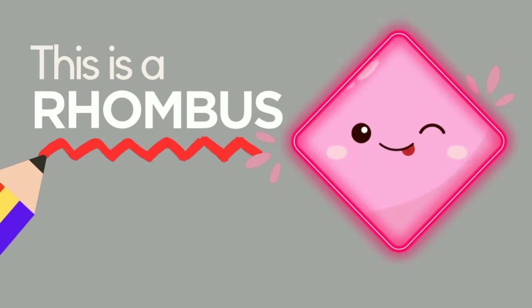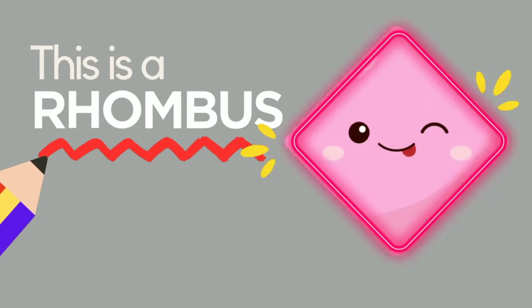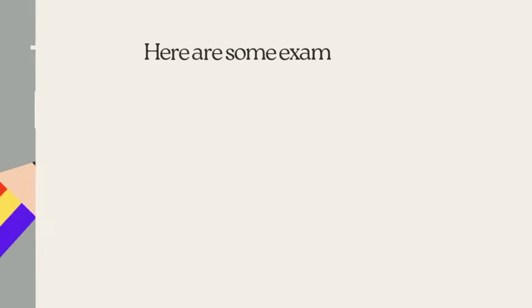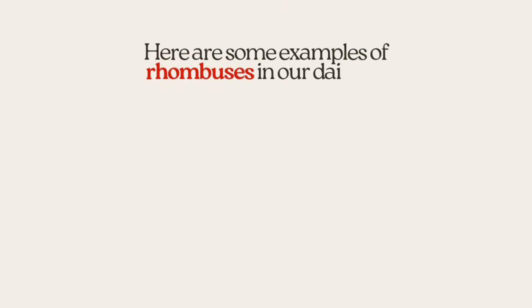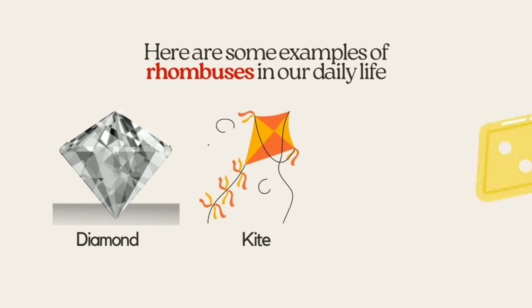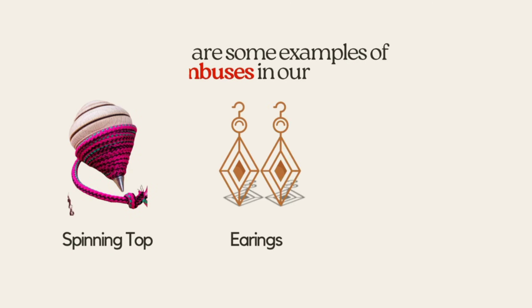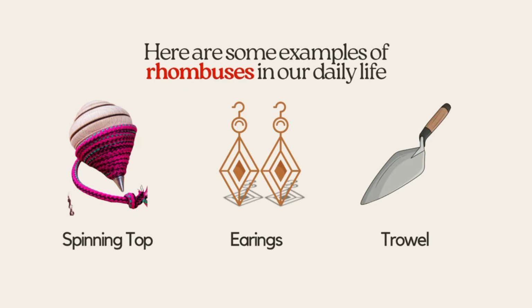This is a rhombus. A rhombus has 4 equal sides, and its opposite angles are the same. Here are some examples of rhombuses in our daily life. A diamond. A kite. A button. A spinning top. Earrings. A trowel.